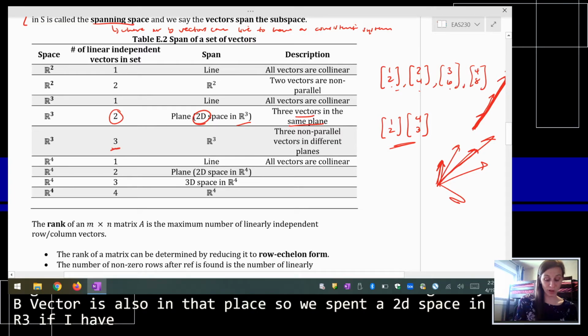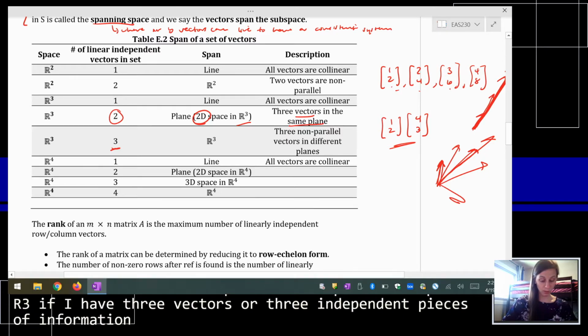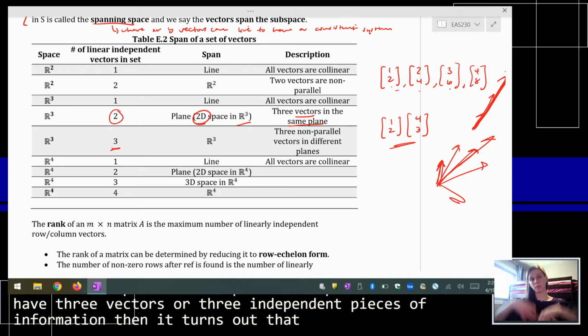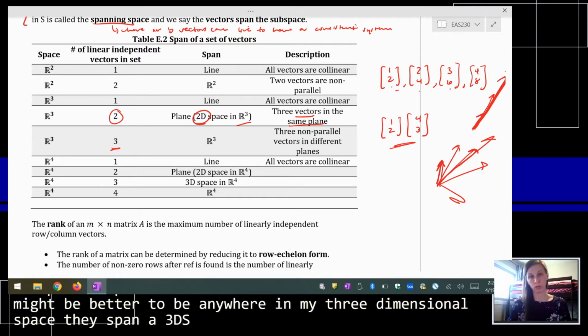If I have 3 vectors or 3 independent pieces of information, then it turns out that my B vector can be anywhere in my 3-dimensional space. They span a 3D space in R3, or all of R3.